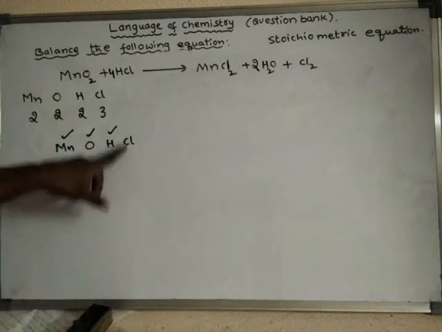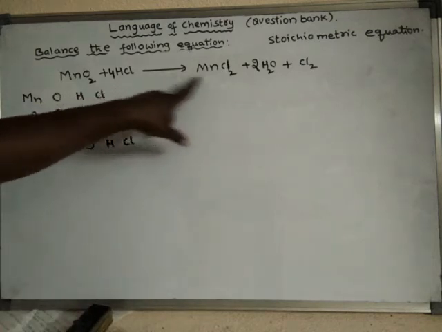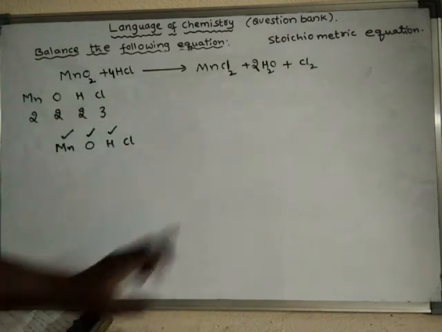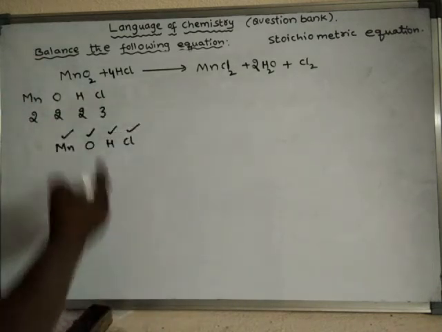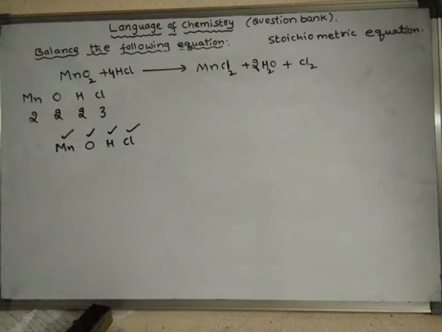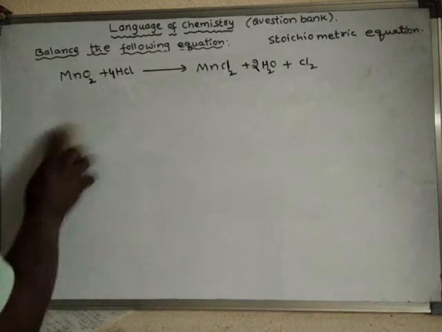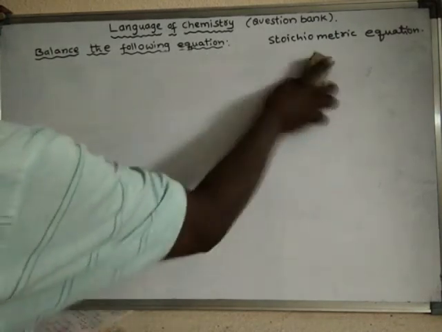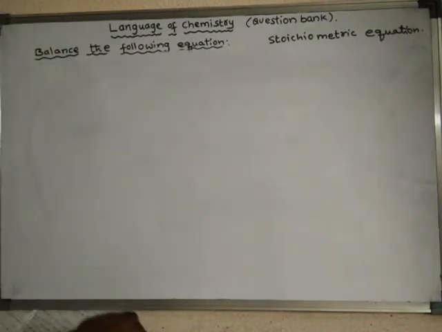Now check for the chlorine. So 4 chlorine atoms are there. Here 2 and here 2. 4 chlorine atoms. So now this is finished. So now this is the balanced chemical equation. Okay. So in this way we can balance the chemical equation. So now we will learn another chemical equation. We'll see another equation.